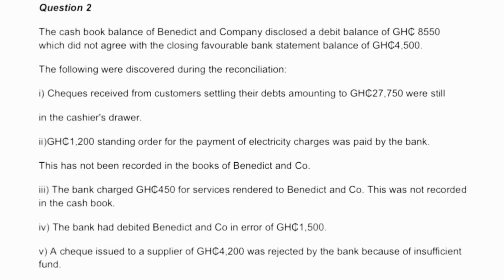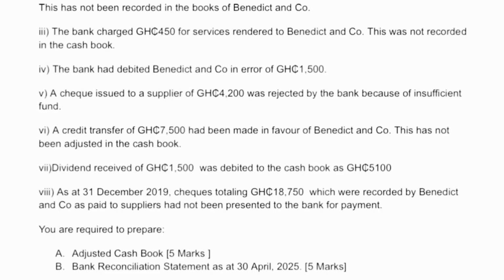V. A check issued to a supplier of 4,200 Ghana cedis was rejected by the bank because of insufficient fund. VI. A credit transfer of 7,500 Ghana cedis had been made in favor of Benedict and Co. This has not been adjusted in the cash book. VII. Dividend received of 1,500 was debited to the cash book as 5,100.